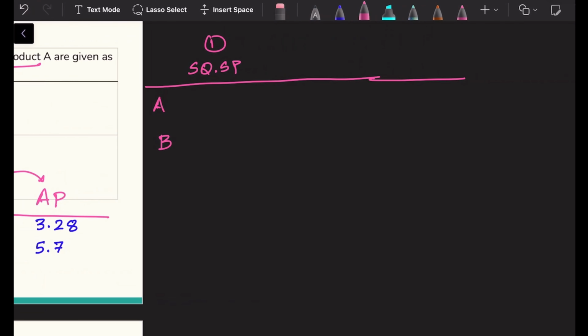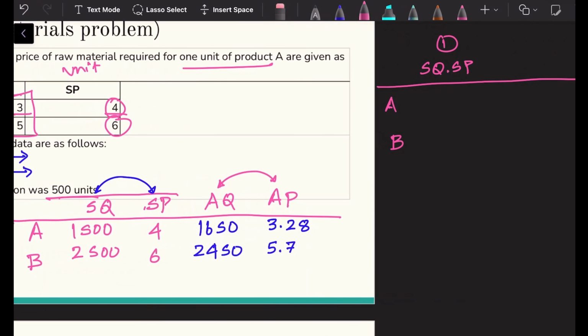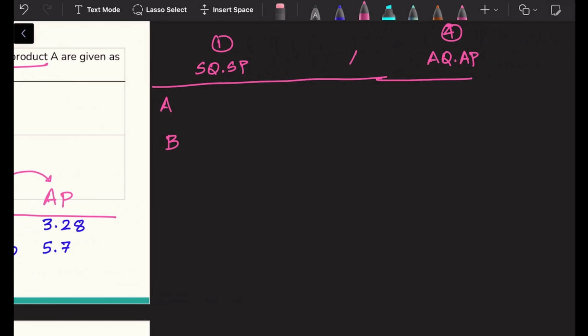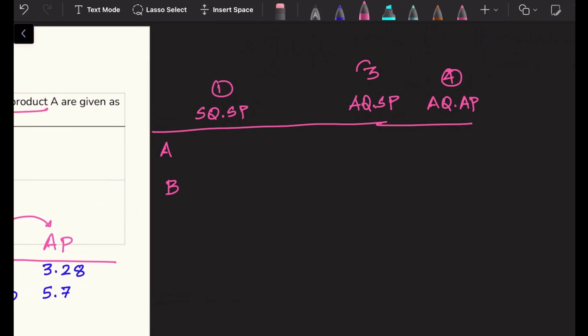So I'll write it at the other end, AQ, AP. So this is my fourth. I'll write it as 4, because in between I have 2 more factors. Next, what other combination can I make? I can make these two, correct? So this is AQSP. I'll write it as AQSP. So this is my third combination.